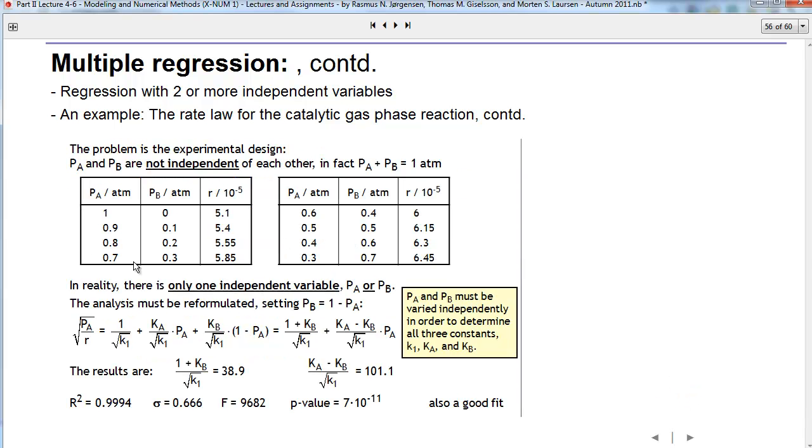The problem is, when you look at this data, they are not independent. You can see this, it's always 1, the sum. So in fact you only have one independent variable, call it PA, because you can describe PB using PA. So if you swap that and you end up with this one, then you get these results, and that's a good fit. And it's more healthy.